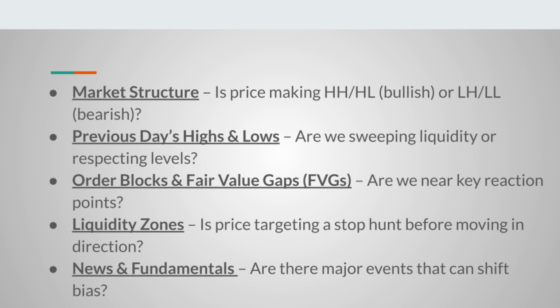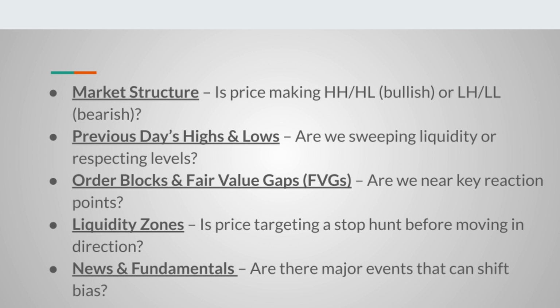Market structure is the foundation of bias. If the market is forming higher highs and higher lows, that will equal a bullish bias. If the market is forming lower highs and lower lows, that will equal a bearish bias. And if the market structure is shifting, your potential bias could shift as well.